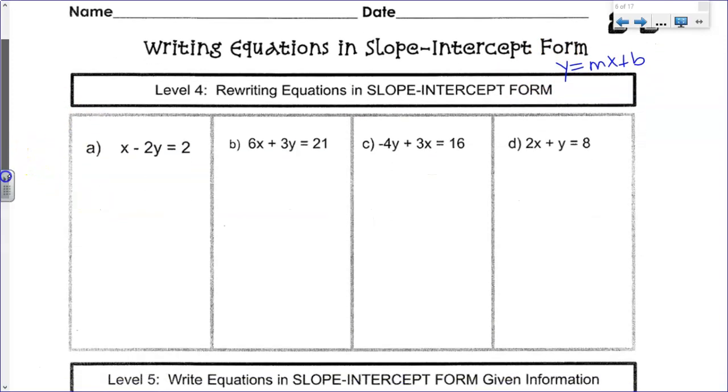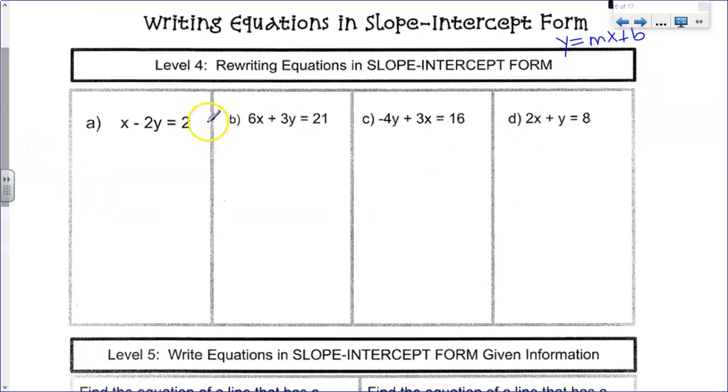Okay? So if you recall from Unit 1, when we were doing the literal equations, we had more than one variable in an equation, and we were solving for a particular variable. This was preparing you for this. So here we need to get y by itself, so I need to move x. So I'm going to subtract x from both sides. That leaves me negative 2y equals negative x plus 2. Divide by negative 2.